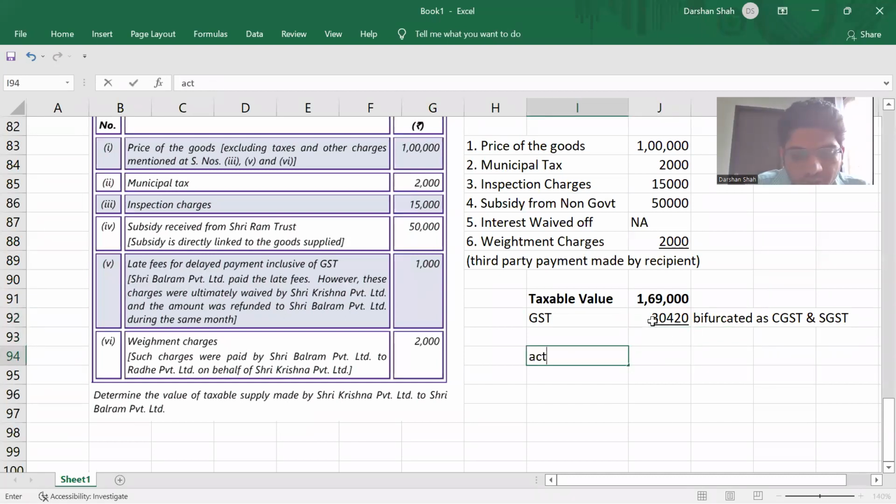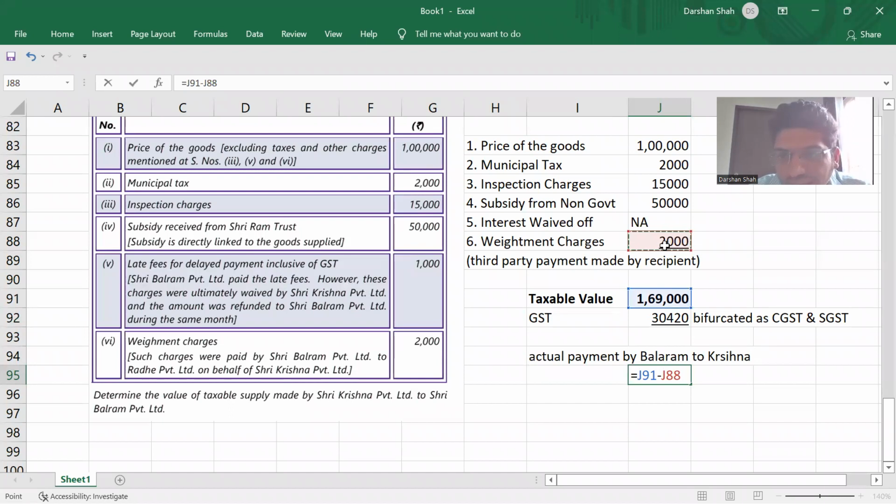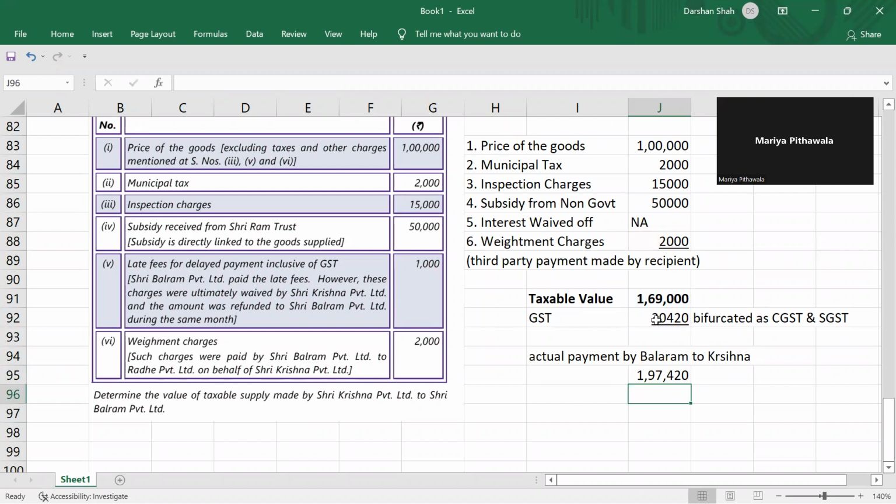Correct. So actual payment by Balram to Krishna will be 1,69,000 minus these 2,000. These are actually paid by Balram, right? Correct. And plus this 34,000. Okay, clear now? Yes. Okay.